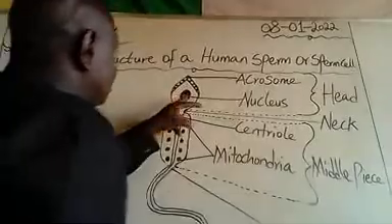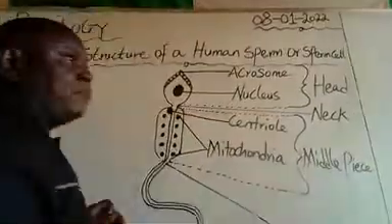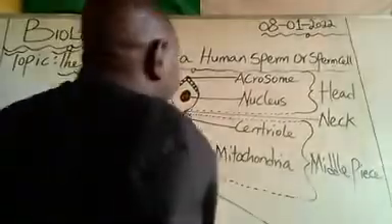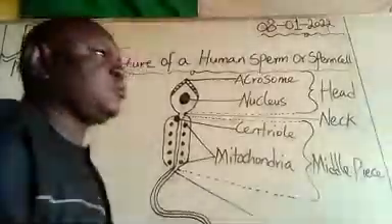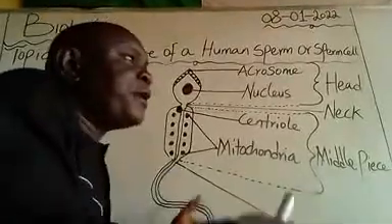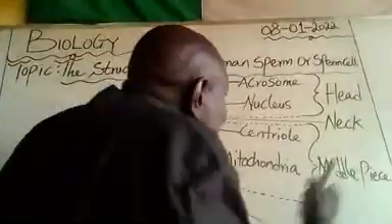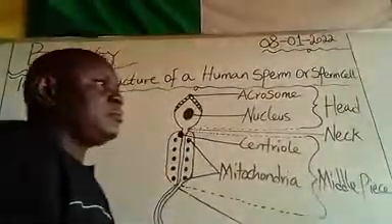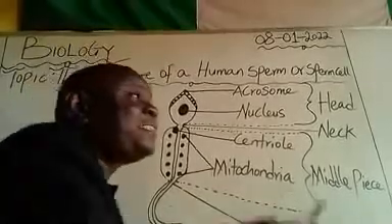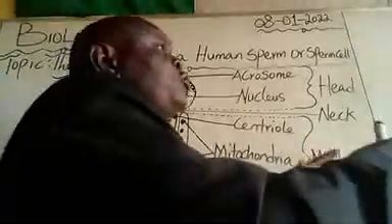Nucleus. You can see the nucleus in the head of the sperm. Nucleus contains chromosome. Chromosome contains deoxyribonucleic acid, DNA. DNA contains hereditary information. It contains hereditary characters or characteristics in a code form.